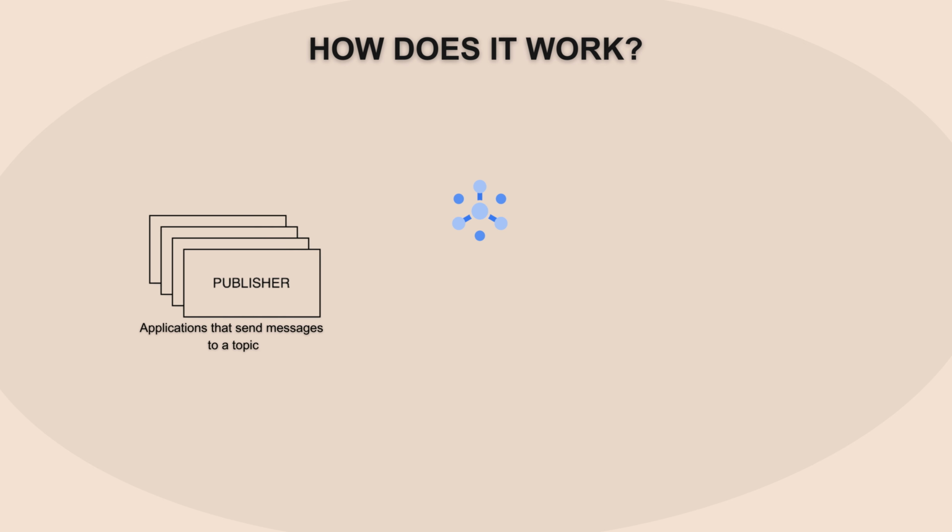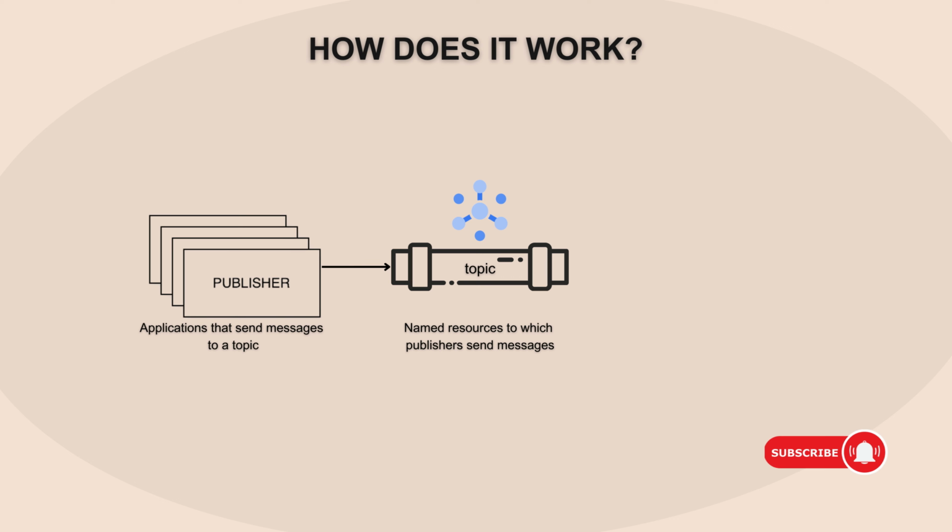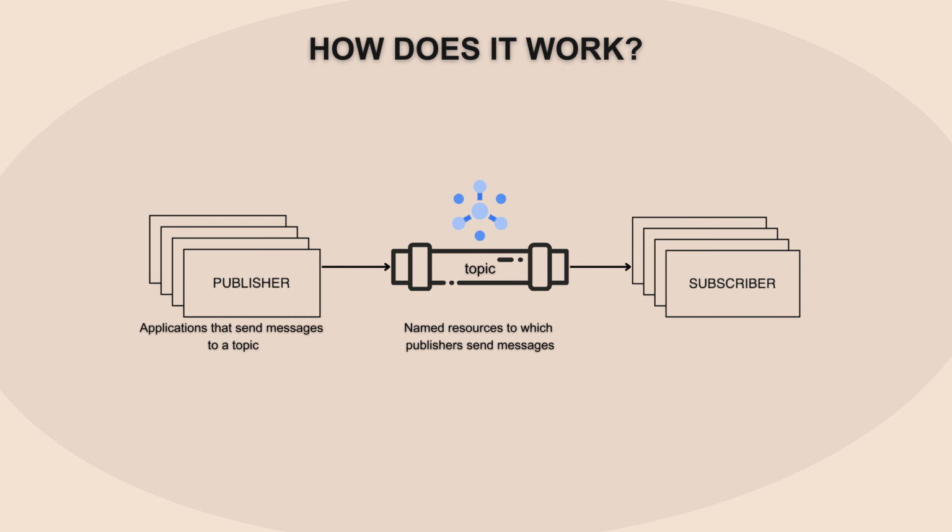Publishers: applications that send messages to a topic. These messages can include data from various sources, such as IoT devices, application logs, or user activity. Topics: named resources to which publishers send messages. Topics act as conduits for messages to flow from publishers to subscribers.